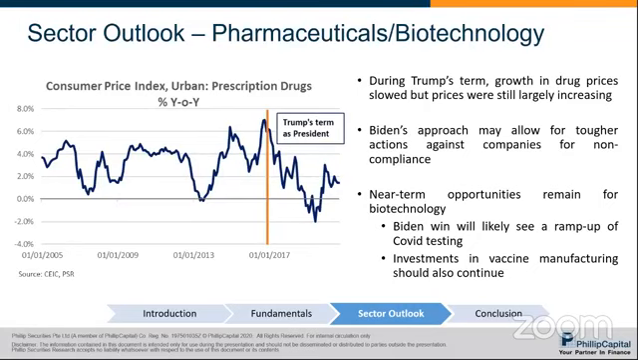And also near-term opportunities may remain for biotech. With a Biden win, we may see a ramp up of COVID testing. And of course, investment in vaccine manufacturing should also continue, regardless of whoever becomes the president. So near-term wise, opportunities will still be there for biotechnology, but longer-term wise, you definitely have to consider the drug pricing clampdown itself, which will tend to hurt both pharmaceutical and biotech companies.